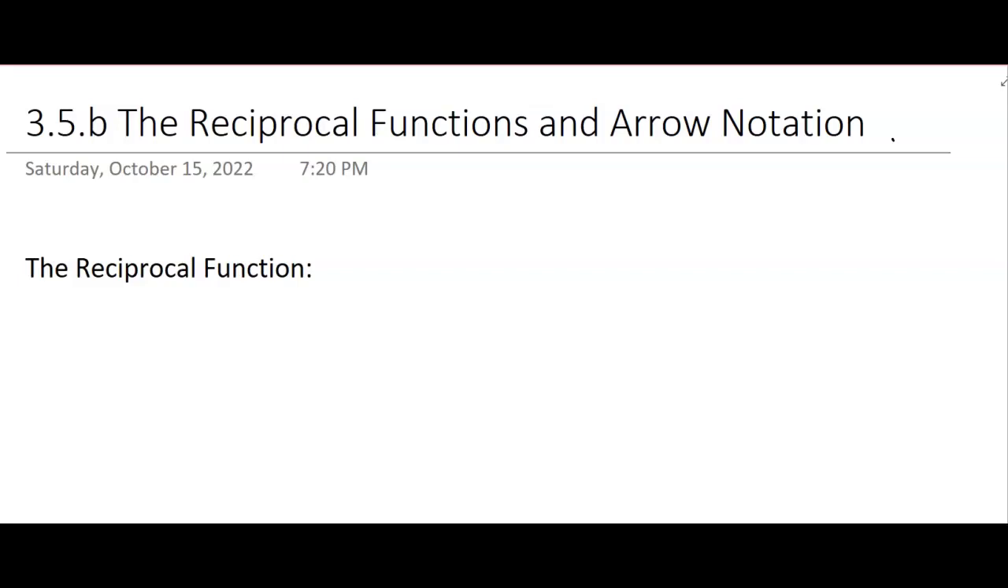Okay, so one of our more common rational functions is what we call the reciprocal function. And the reciprocal function says this. It says f of x equals 1 over x. Okay, so let's think about that just a little bit. And we're going to make a little graph over here.